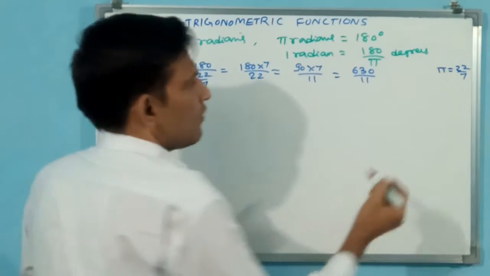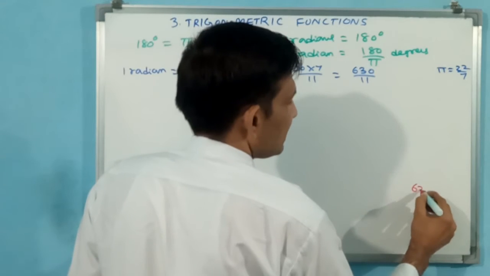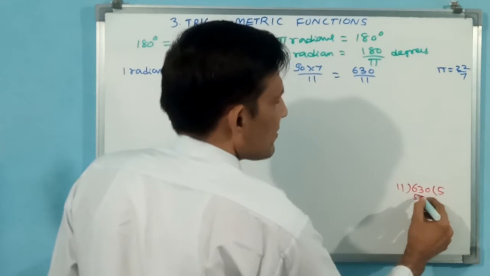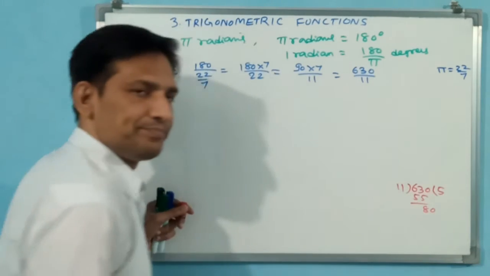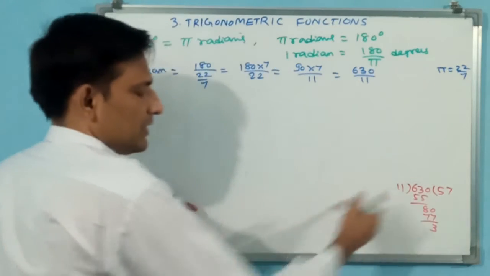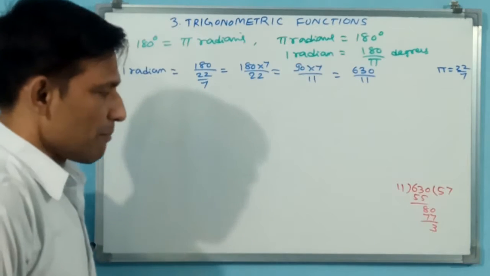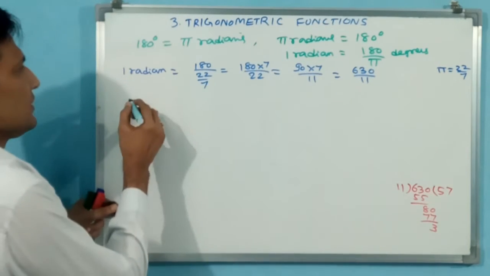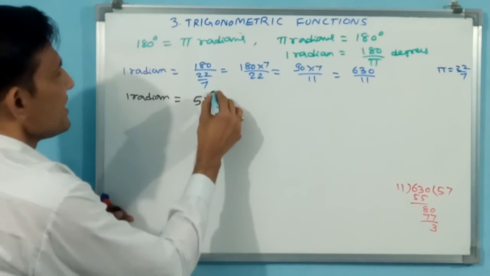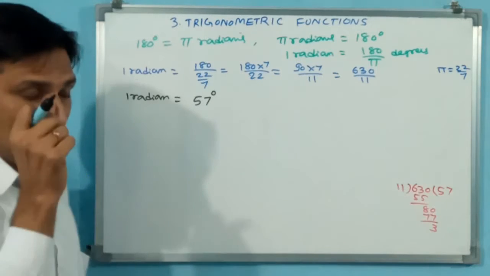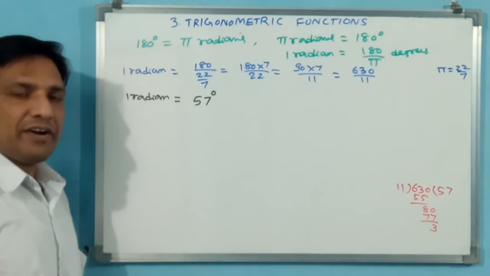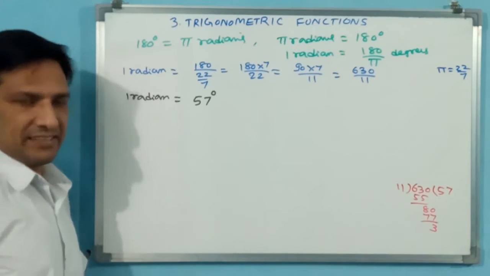Okay, further we will see what is going to come. 630 by 11. 11 5s are 55, 80 will come. 11 7s are 77, 3 will come. That means 57 degrees plus will come. Okay, now what I am doing, you see here, 1 radian is equal to 57 degrees I have written. I have not yet written the remaining fraction. Why? Because further, mathematicians divided degrees into minutes and seconds.